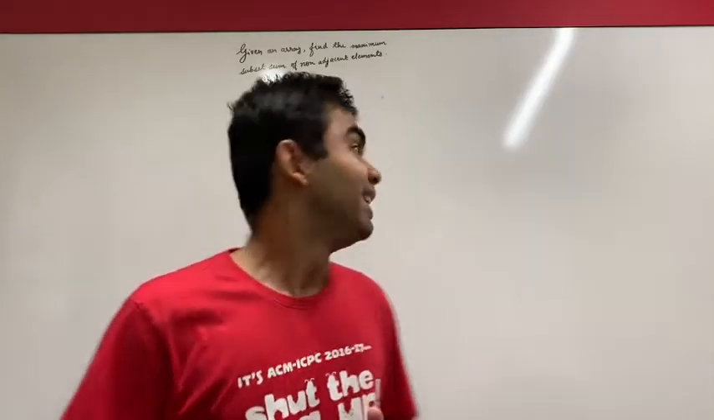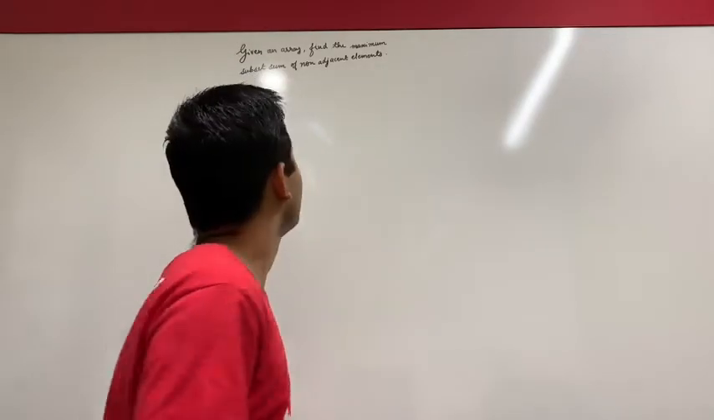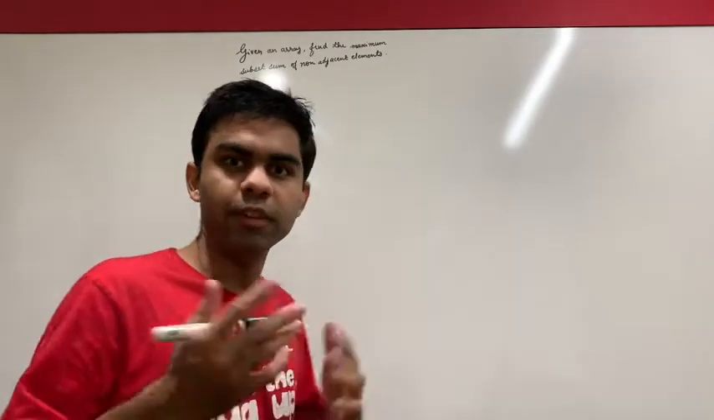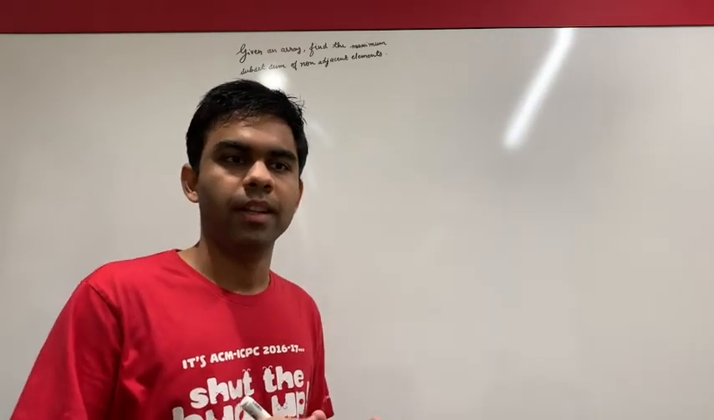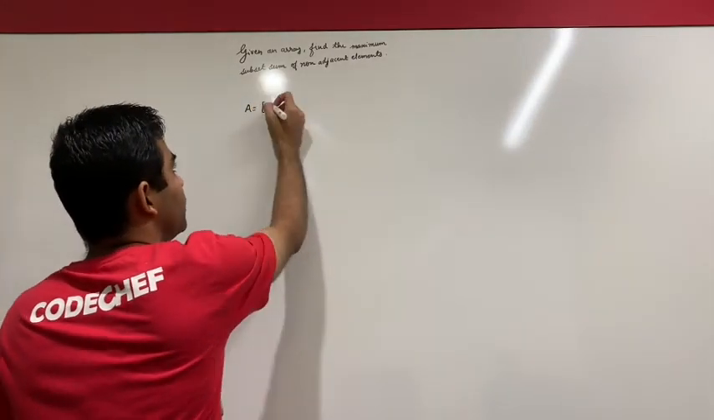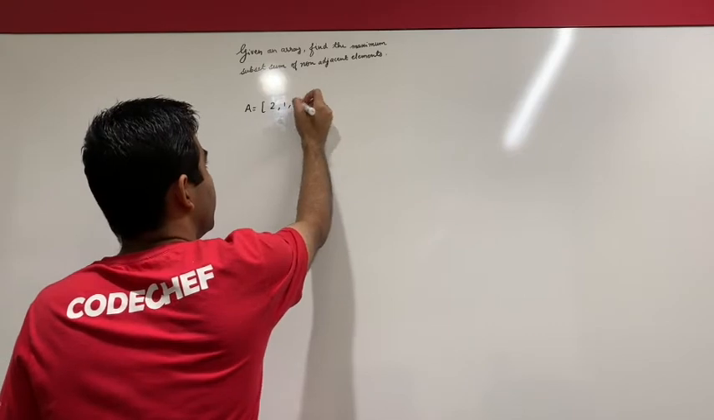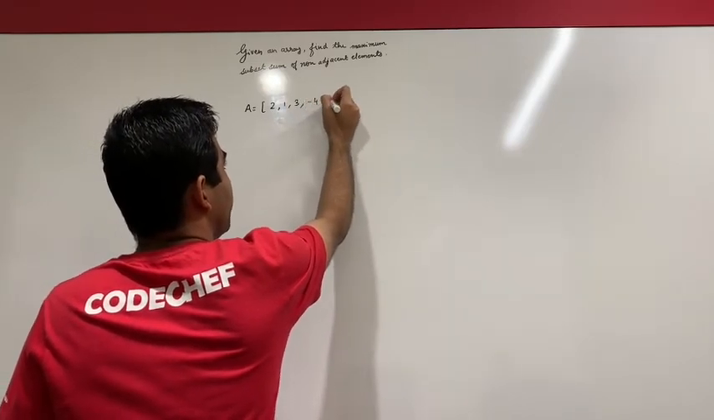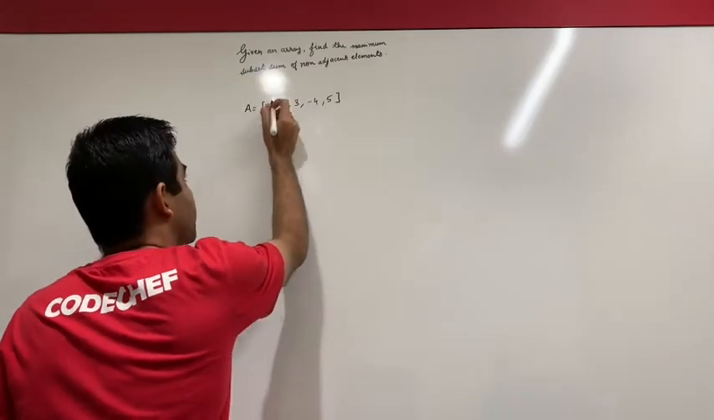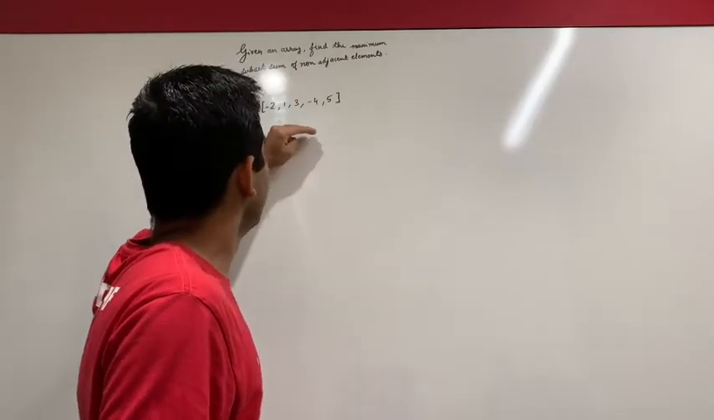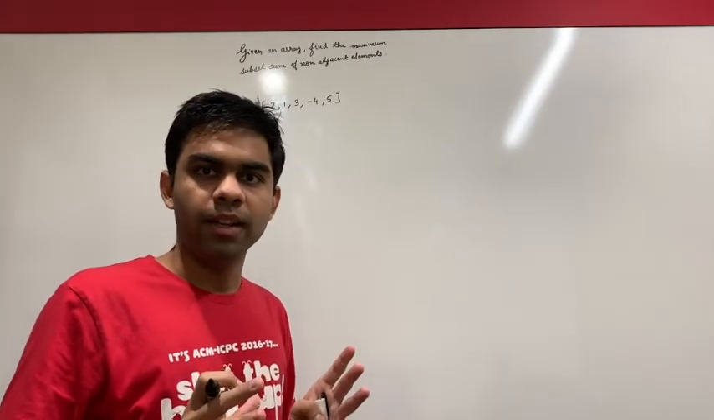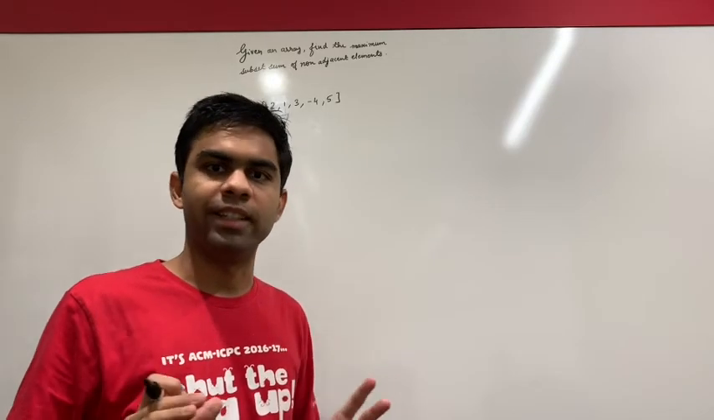So this is the problem. Given an array A, find the maximum subset sum of the non-adjacent elements. So let's try to figure out what the problem is trying to say. Let's suppose we have an array A with the elements 2, 1, 3, -4 and 5. So let's make this 2 as -2. So we have a given array and we have to find the maximum subset sum such that all the elements in the subset should be non-adjacent.